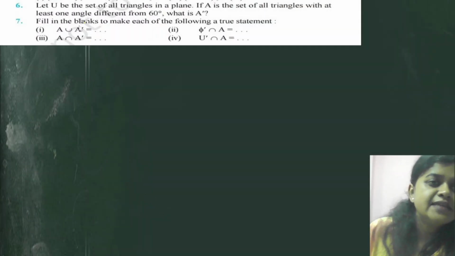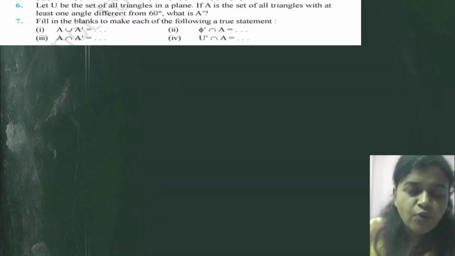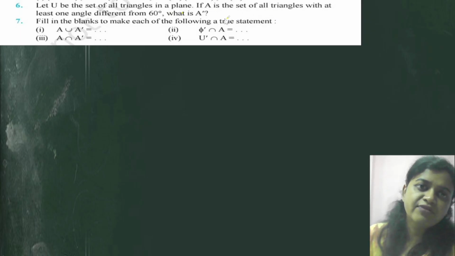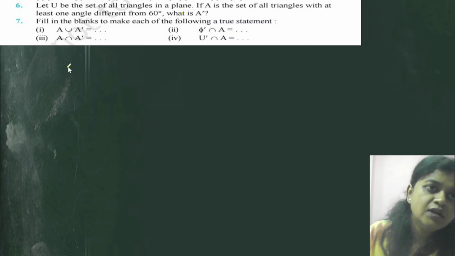Next, 6 number. Let U be the set of all triangles in a plane. If A is the set of all triangles with at least one angle different from 60, what is A complement? So let us understand again. Let U be the set of all triangles in a plane. All triangles in the plane. Okay. If A is the set of all triangles with at least one angle different from 60.